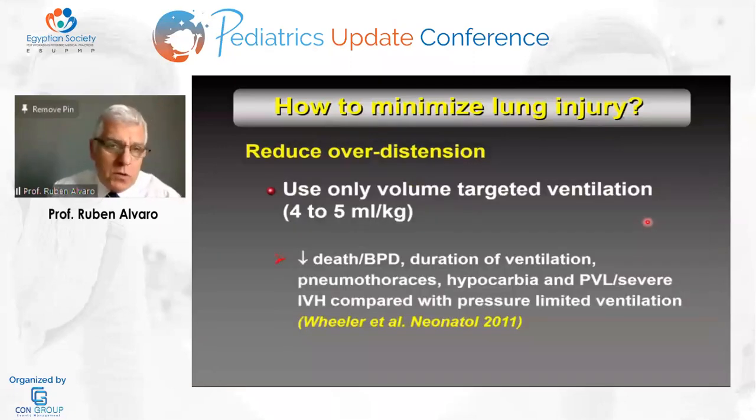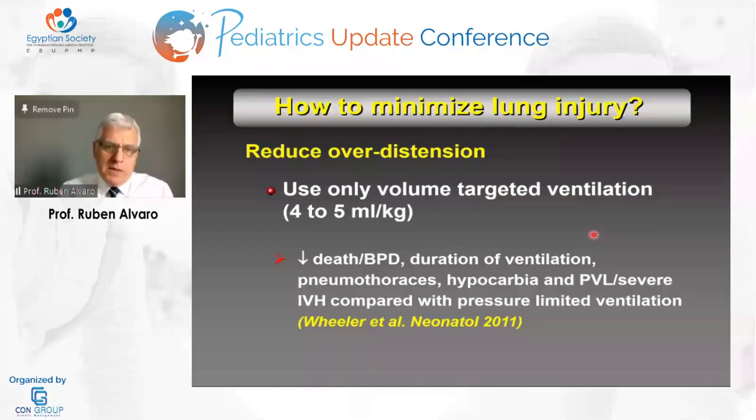So again, to reduce overdistension, always use physiologic tidal volume. The physiologic tidal volume should be adjusted according to the size of the patient and the type of pathophysiology you are dealing with. In general, it goes from 4 to 5 mLs per kilo. We know that volume guarantee works.